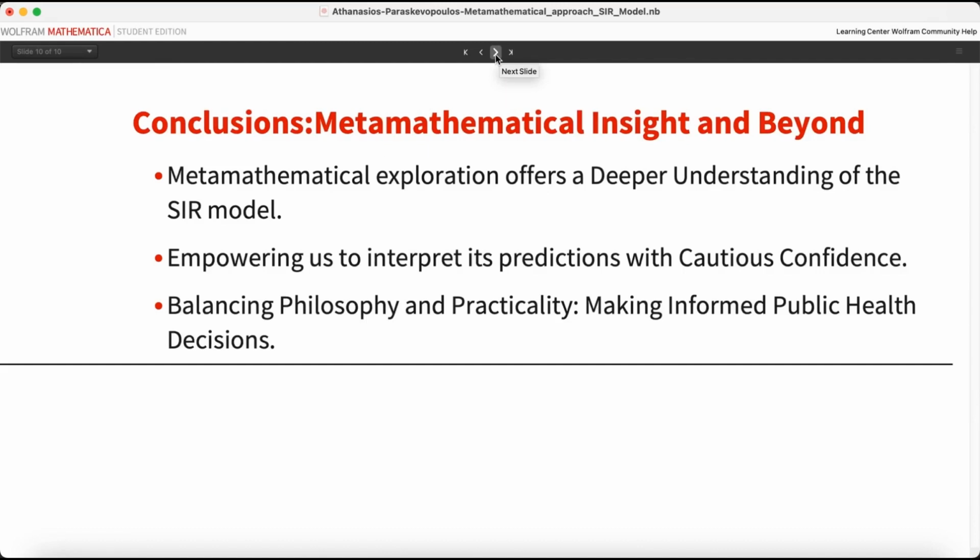Ladies and gentlemen, we have taken a deep dive into the SIR model using a special way of thinking called metamathematics. With this knowledge, we can better understand what the model tells us, while also being aware of its limits. It's like finding a balance between big ideas and real world use, helping us make smarter choices about public health.